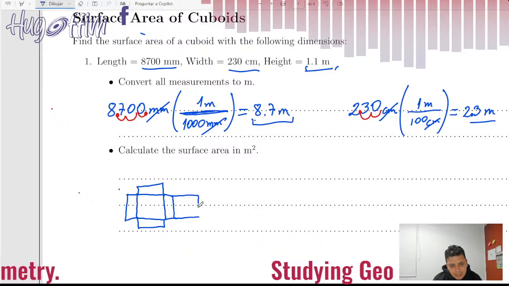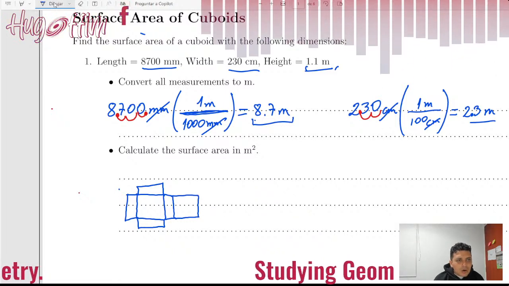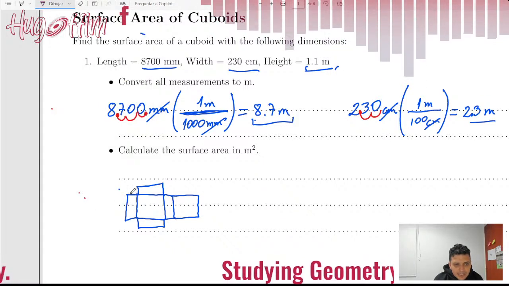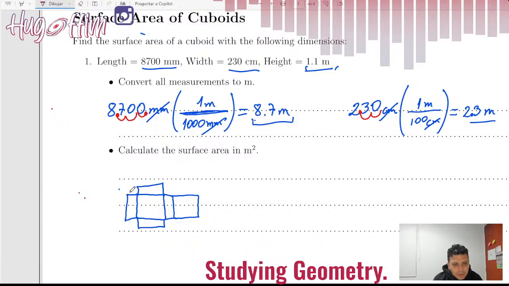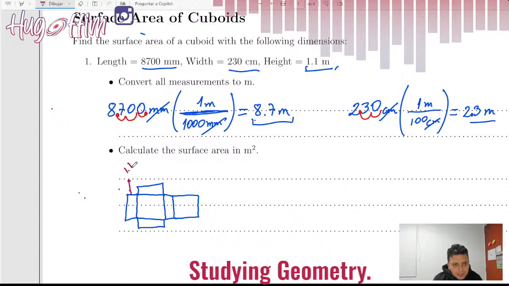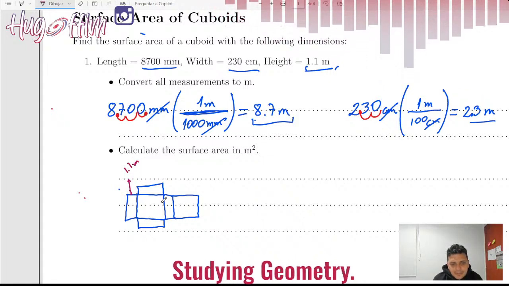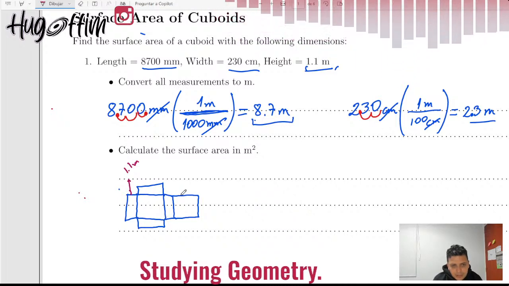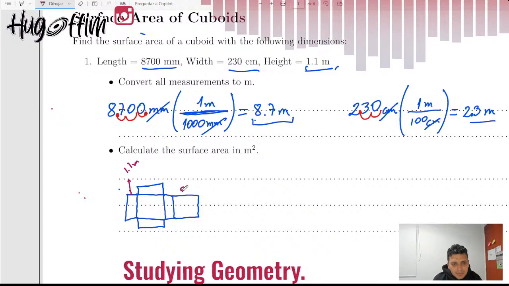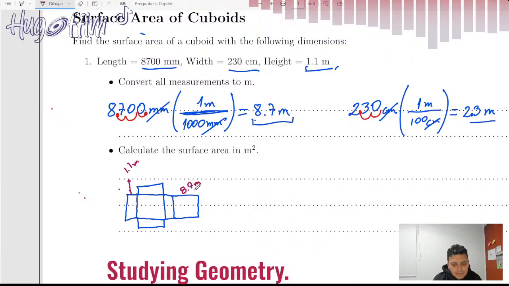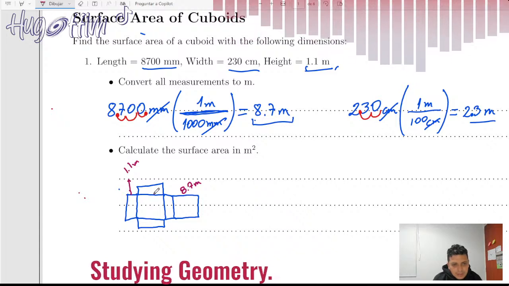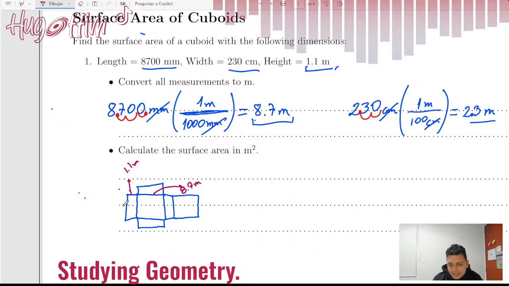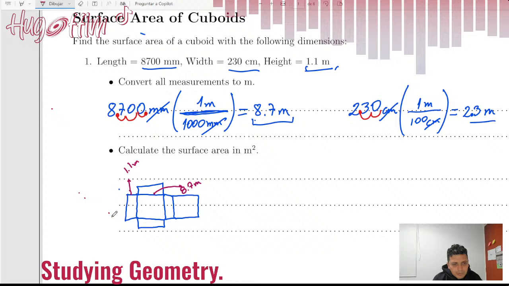Okay, something like this. So in this case, we can say that, for example, this side, the shortest side, is going to be 1.1 meters. This one, the longest that we're using, is going to be 8.7 meters. This one is 8.7 as well. And finally this here, I'm going to say is 2.3 meters.